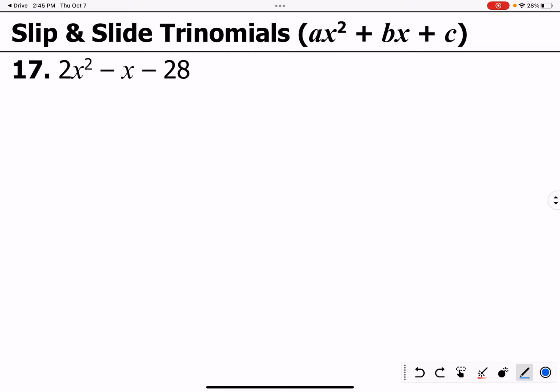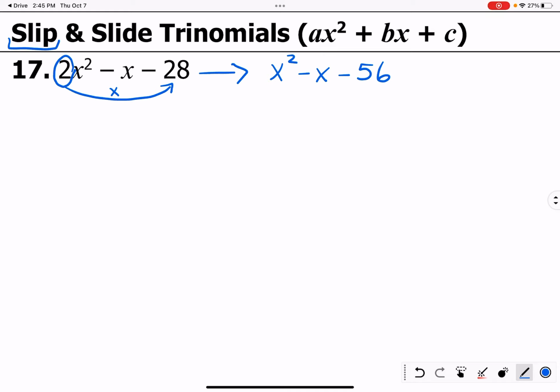Basically, the slip part is where we slip the coefficient down to the back, and we do that by multiplication. All we're going to do is multiply 2 times negative 28, and then rewrite a new trinomial without the leading coefficient. So we're kind of throwing it in the back by multiplication. Our new trinomial is going to be x squared minus x minus 56, since negative 28 times 2 is negative 56. That's the first step: when the leading coefficient isn't 1, multiply it with the last term, and then rewrite a brand new trinomial.